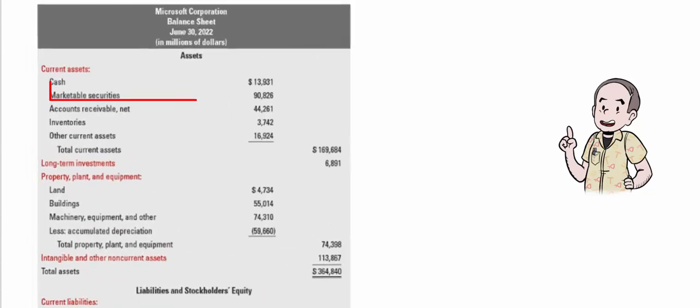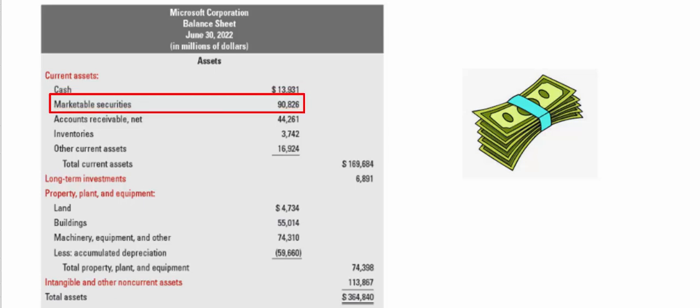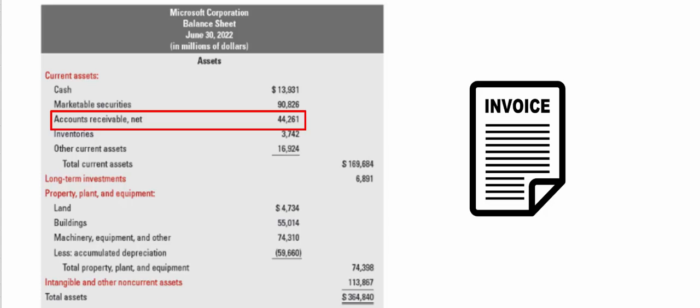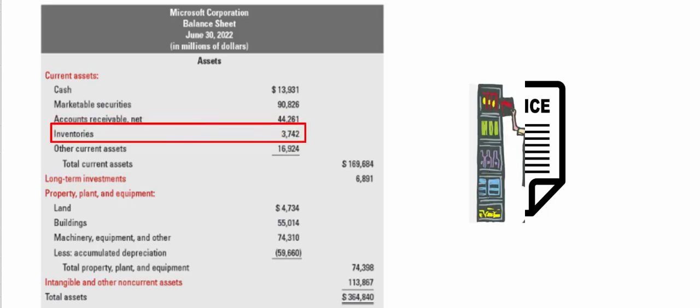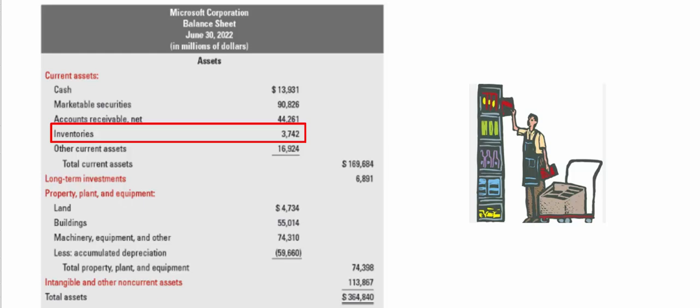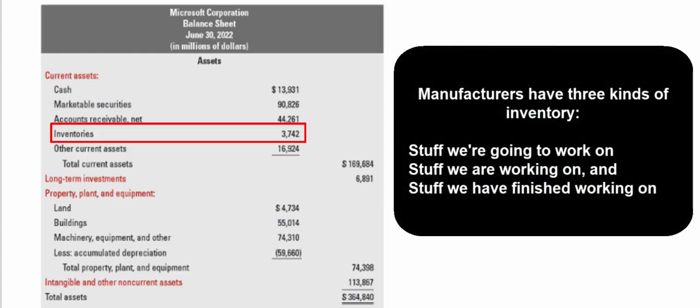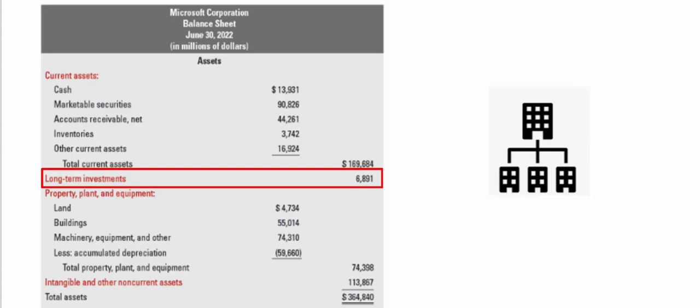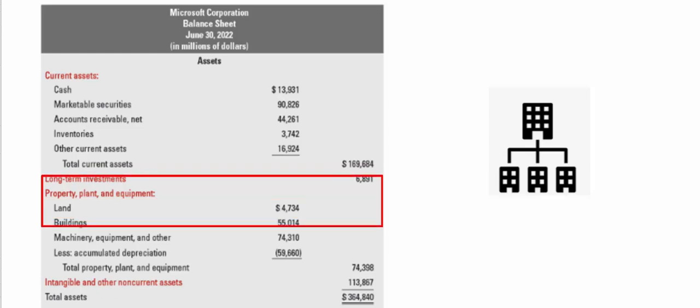Assets are things like cash, marketable securities, those are stocks and bonds of other companies. Accounts receivable, that means customers owe us some money, they just haven't paid us yet. Inventories are things that we hold that we're going to sell to our customers. If we're a manufacturer, we have three kinds of inventory: stuff we're going to work on, stuff we're working on, and stuff we're finished working on. Long-term investments would be investments in stocks or other companies that we plan to hold for the long term.